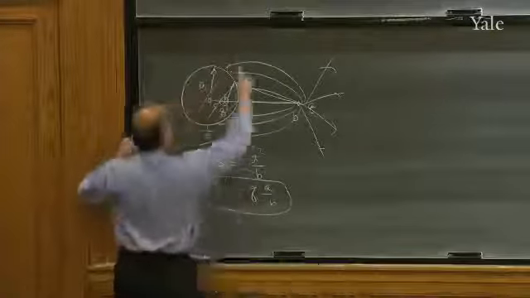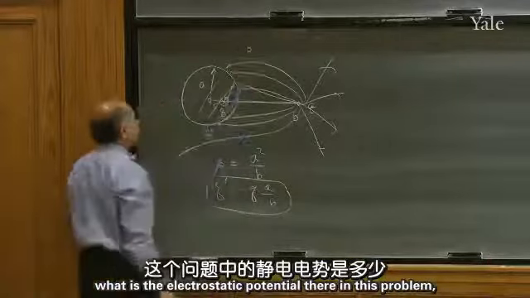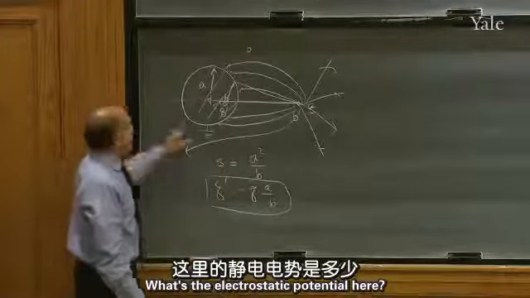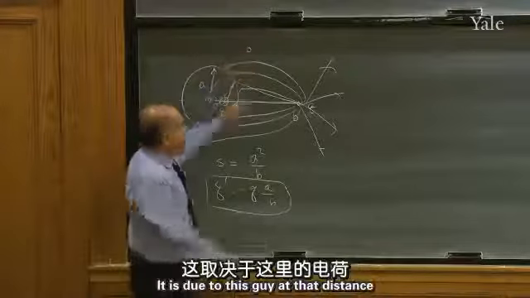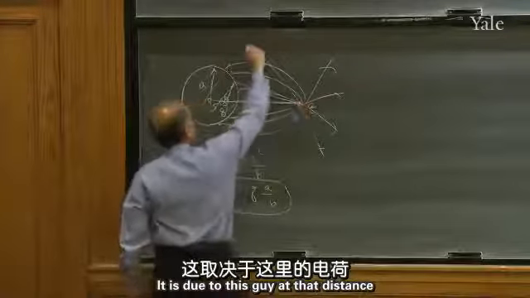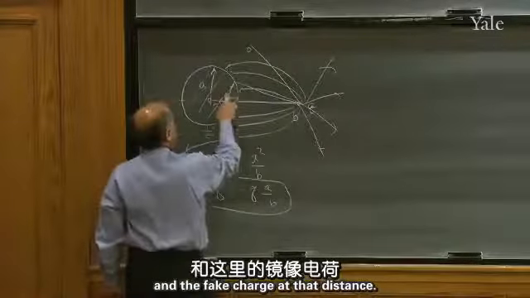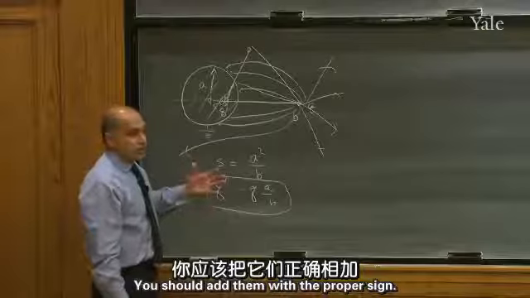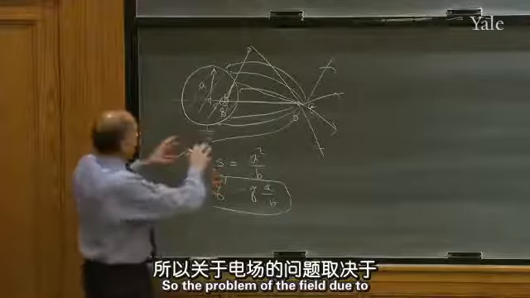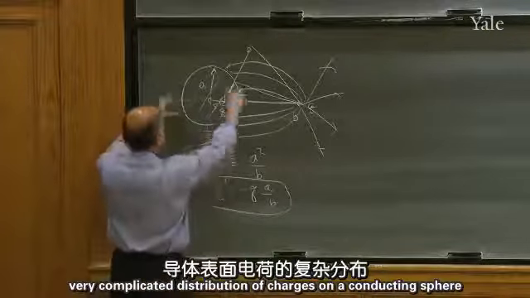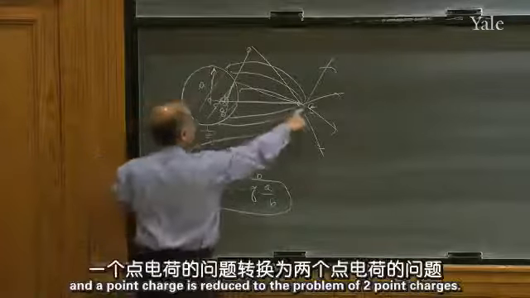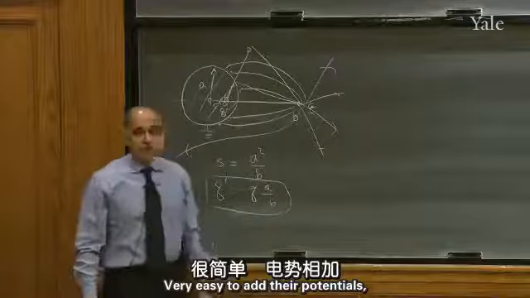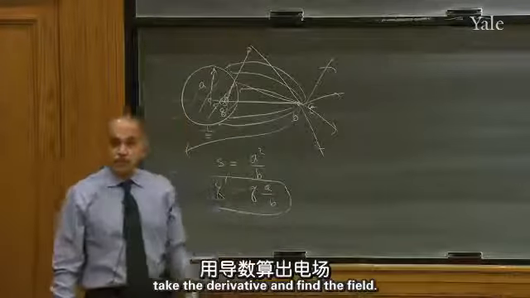So if you want to know what is the electrostatic potential there in this problem, we can do that now. What's the electrostatic potential here? It is due to this guy at that distance and the fake charge at that distance. You should add them with the proper sign. So the problem of the field due to a very complicated distribution of charges on a conducting sphere and a point charge is reduced to the problem of 2 point charges. Very easy to add the potentials, take the derivative, and find the field.